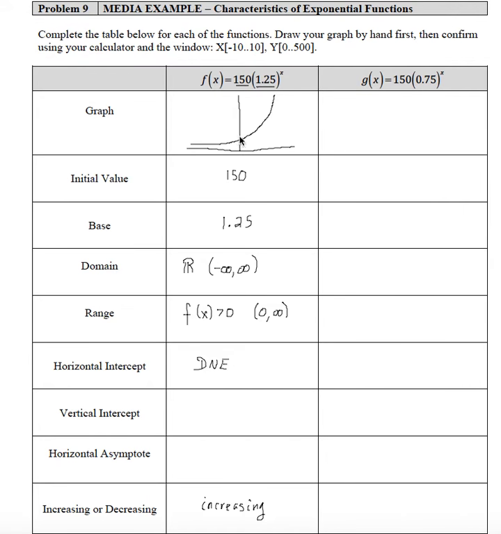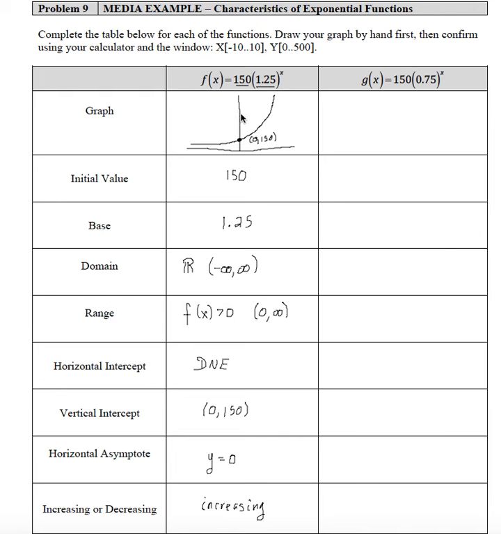The vertical intercept is this ordered pair right here, which is 0, initial value. So we know that's 0, 150. I can rewrite that down here. 0, 150. The horizontal asymptote is the guideline for the function, which is this axis right here. And that is the line y equals 0. So there's all of our information for the first column.